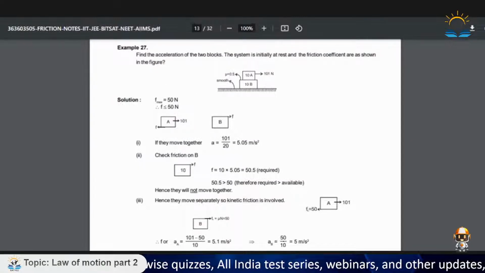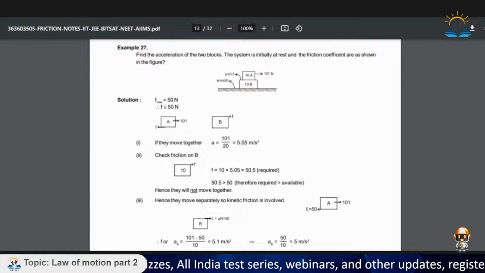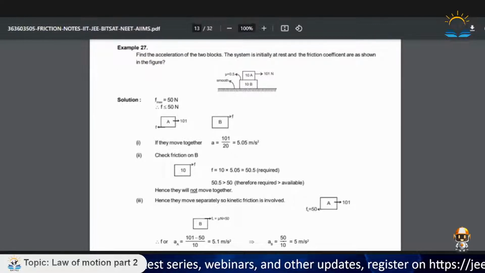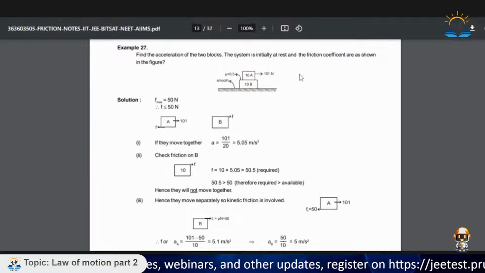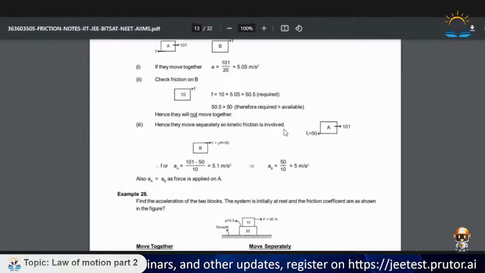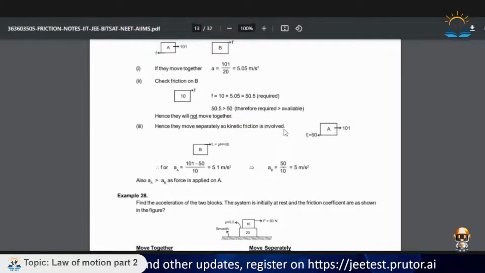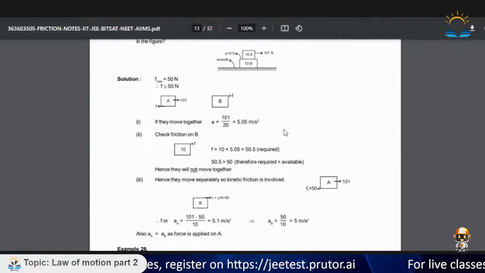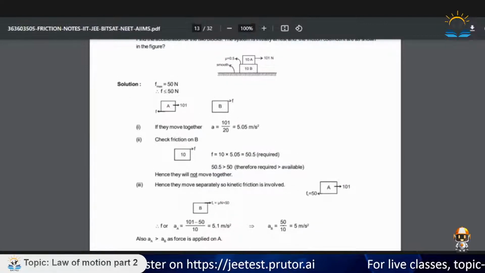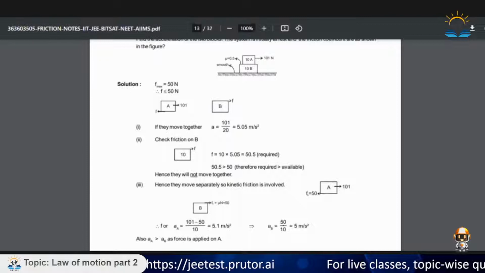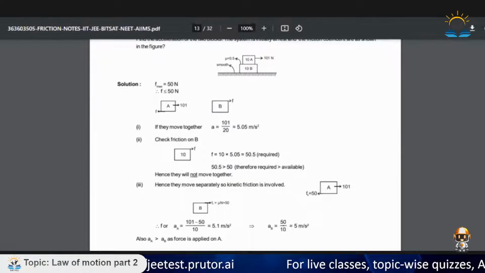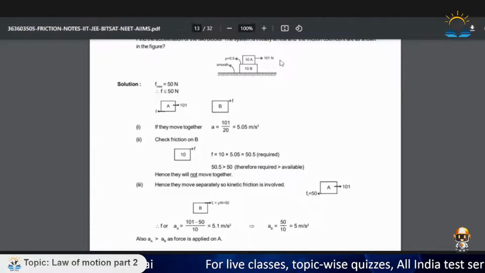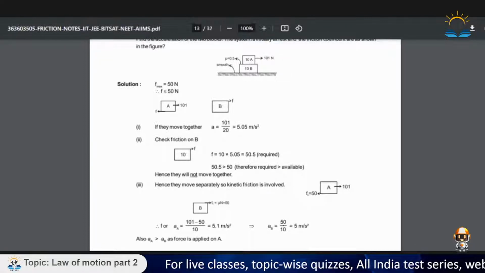Okay. And there is another question where again they are asking to find the acceleration of the two blocks. The system is initially at rest and the friction coefficients are as shown in the figure. So for this case, again, the acceleration would be 5.1 initially. Let us see what would be the case here, because in the previous question, the force was 50 newtons, and in this question, we have the force as 101 newtons.